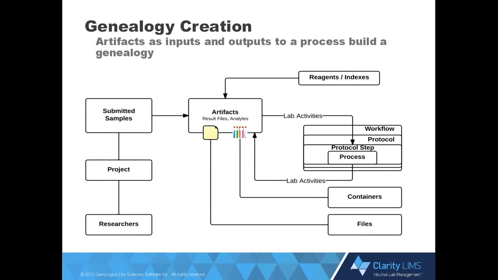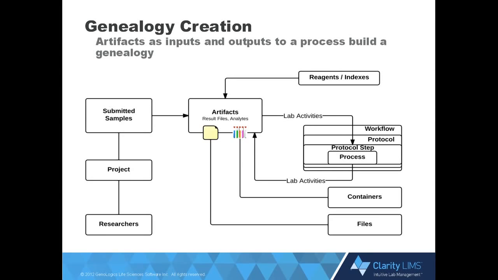Depending upon what you're most interested in, there's probably a few ways to define what a genealogy is. A simplified way would be to say that a genealogy is a representation or history of what has happened to a sample as it's progressed from a submitted sample through one or more workflows in the LIMS.